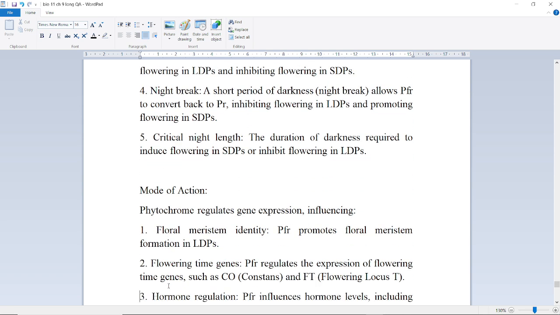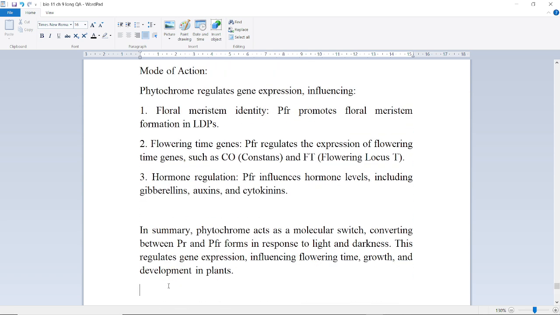Mode of action. Phytochrome regulates gene expression, influencing floral meristem identity. Pfr promotes floral meristem formation in long day plants. Flowering time genes: Pfr regulates expression of flowering time genes such as CO (Constans) and FT (Flowering Locus T). Hormone regulation: Pfr influences hormone levels including gibberellins, auxins, and cytokinins.